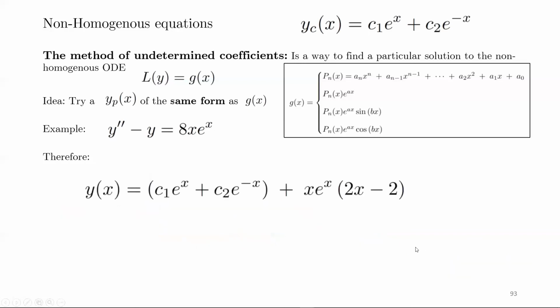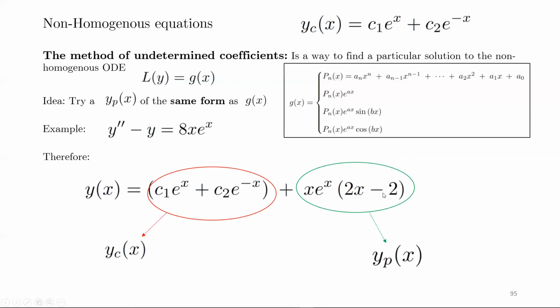Okay, so therefore the general solution to our ODE is the complementary solution we found by solving the homogeneous version of that ODE, plus the particular solution we found with the value of a equal to 2 and the value of b equal to negative 2. And notice here that we had this particular solution x times (ax plus b), even though in g of x this polynomial was first order but was missing the constant term. As it turned out, we needed the constant term to be able to solve the system.